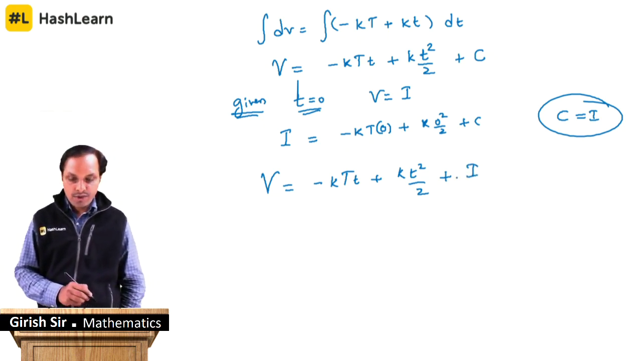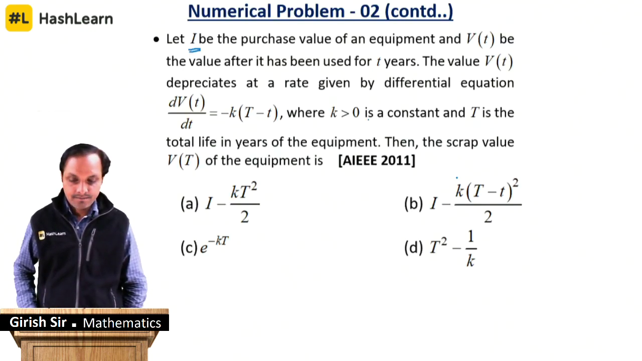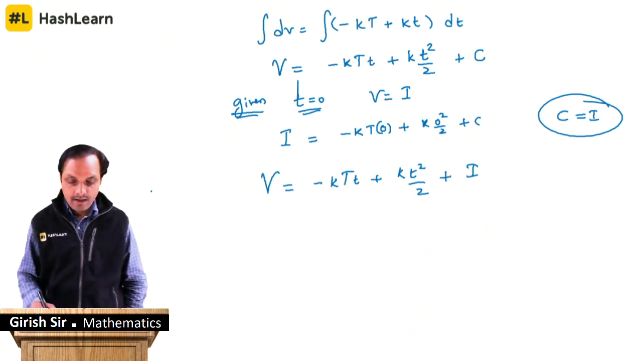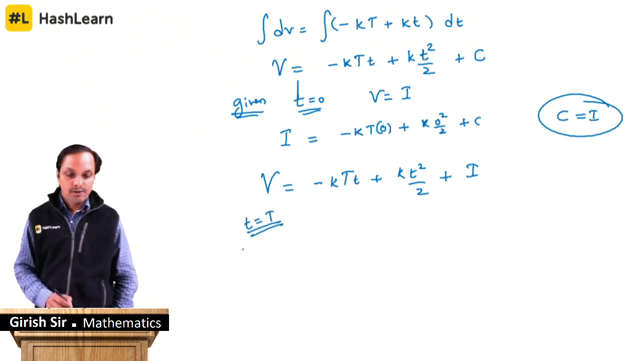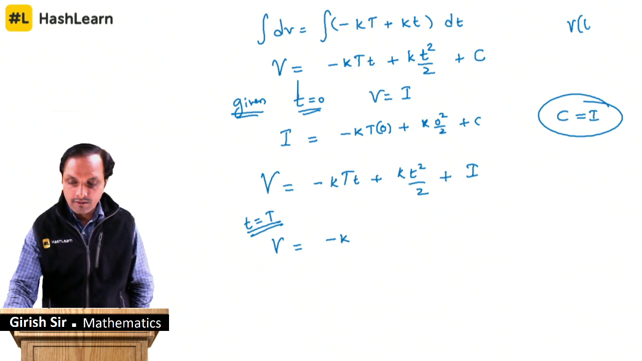And what the question is, in the question he is asking you to find the scrap value Vt. Okay, so we need to put t is equal to T. So what happens then? V is equal to minus K. You know that this was your Vt.